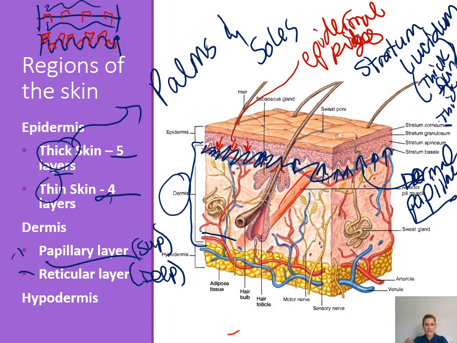All right, so that's it for the general regions of the skin. Obviously, there's a lot of other stuff going on in this picture. You see sweat glands and sebaceous glands and hair and muscle. We'll talk about all of that in another video. Okay, this is just the layers of the skin.